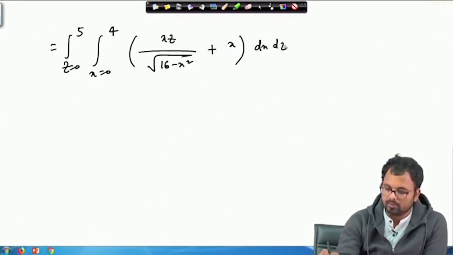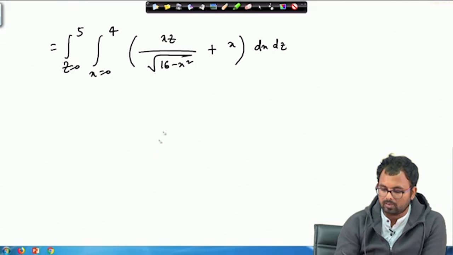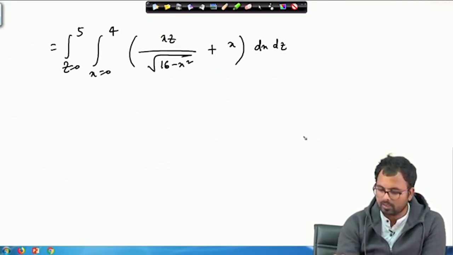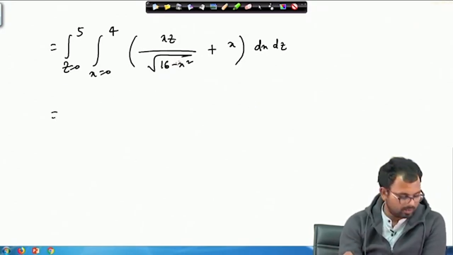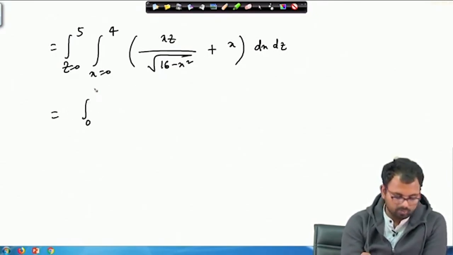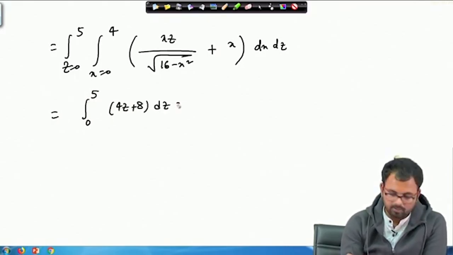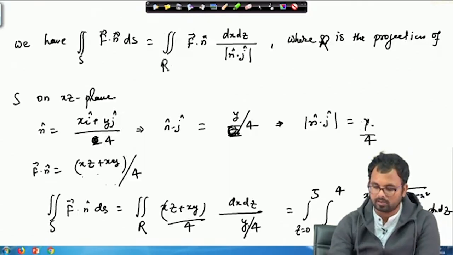So, we did the separation, so basically the partial fraction, and now we can integrate this very easily. So we basically do the integration with respect to x first, and so this one will be x square by 2, and this one will be, if we substitute this equals to z, so that will be just square root of z and all that. So doing simplification from here is not complicated. So we will basically at the end obtain the integral from 0 to 5 of 4z plus 8 times dz, which is equal to 90. So this is the required surface integral.